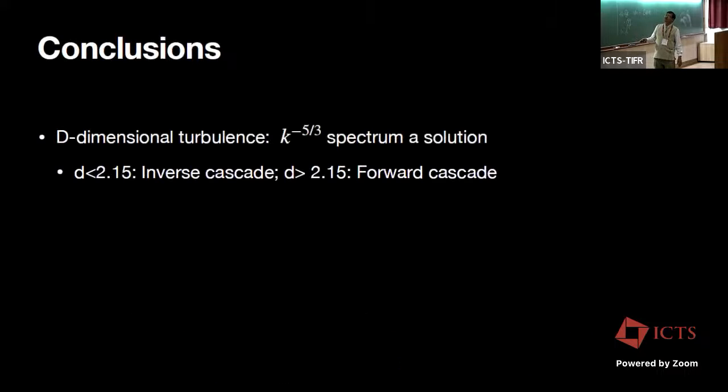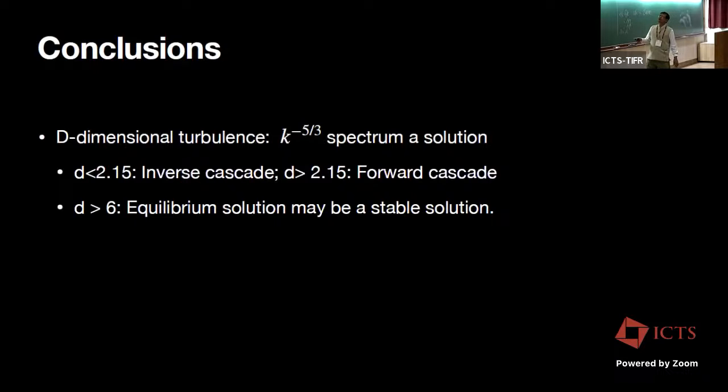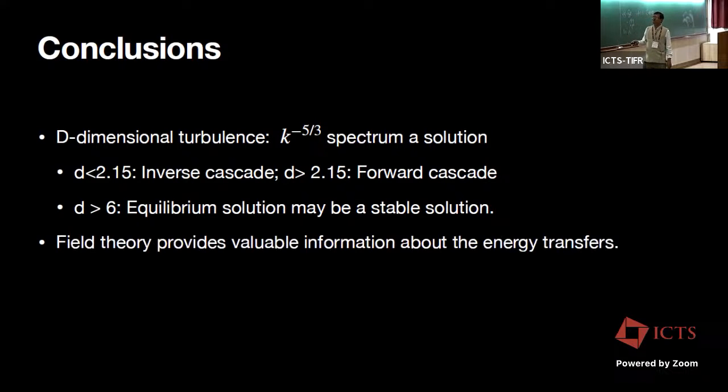So, conclusion. For d-dimensional turbulence, K to the minus 5/3 is a solution for d less than 6. At 2.15, which I didn't show very clearly, there's a change of energy cascade direction: from negative, it becomes positive. It may be interesting to see this in simulation. I don't know how complicated that is. It's probably not so easy to compute.